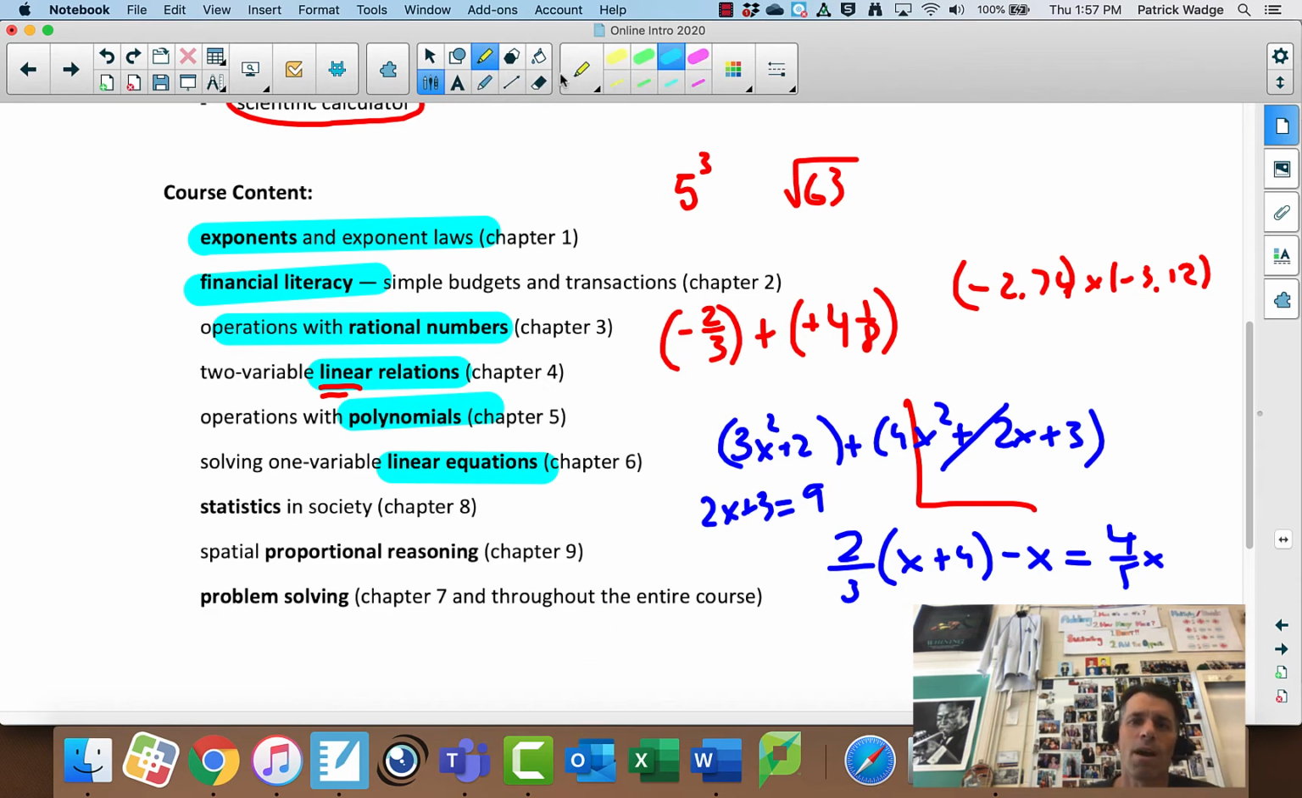Statistics, I think it's going to be hard for us to get to it. It is just a tiny amount, so I might be able to squeeze in at the end. Proportional reasoning, again, I just don't know how we're going to have time for this. Problem solving we'll definitely do throughout the course. Alright, so that's what we're looking at for this year. I don't think we're going to be able to get through everything, but I'll do the best I can.